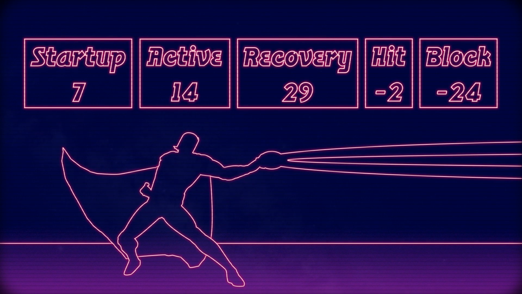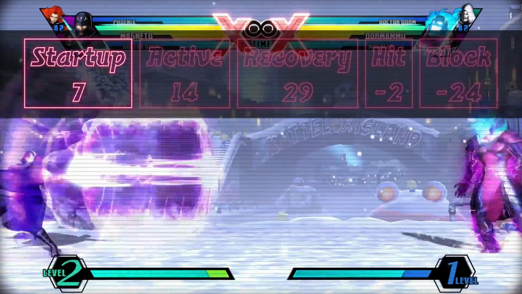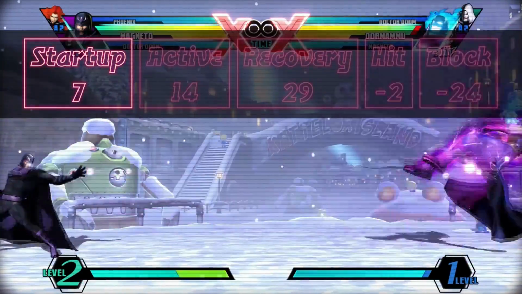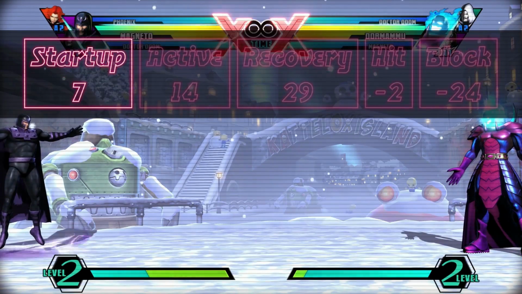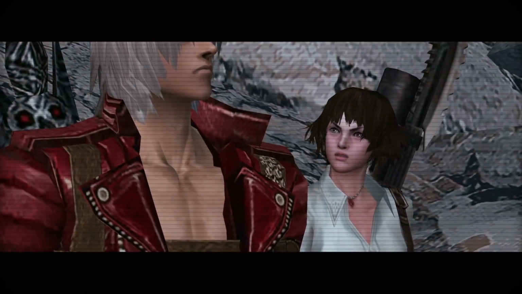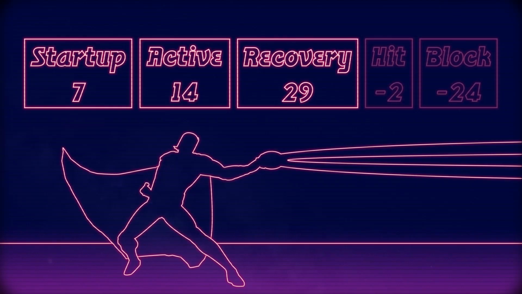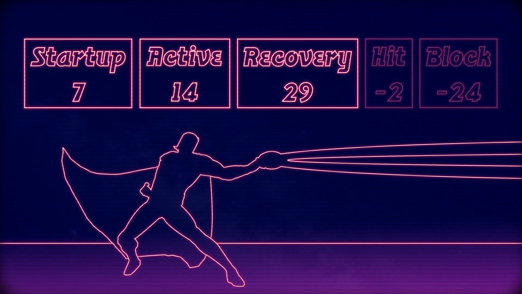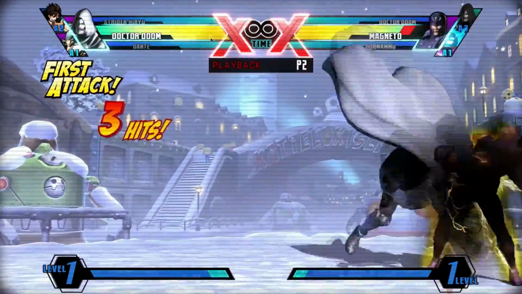The first thing that stands out about this move is that it's really fast. You can threaten your opponent at any distance with something that starts up in just 7 frames. For comparison, in this same game, Dante doesn't have a single move that starts up that fast. On whiff, we can see it's a pretty high time commitment. Character mobility is really high in Marvel 3, so if you miss and your opponent is anywhere near you, you run the risk of getting hit.